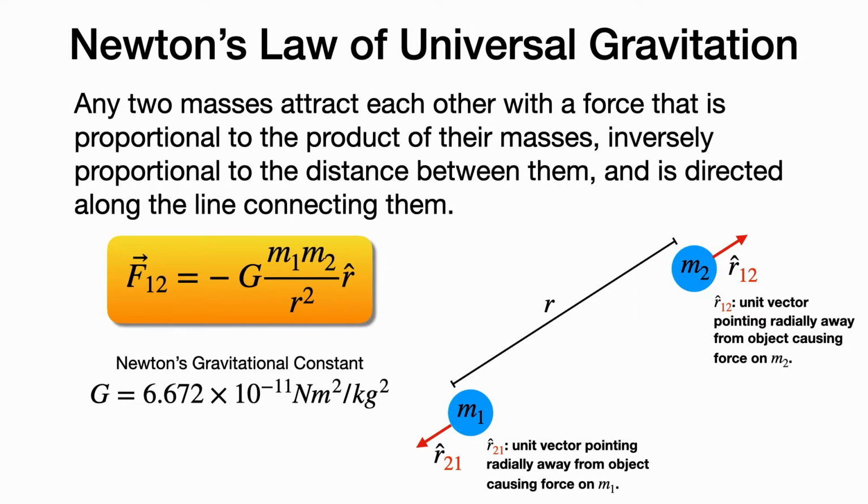But we know that Newton's law of gravity says that masses attract each other, and this is the reason there's the minus sign in the equation. And what is really important is to consider minus r hat. This is the vector pointing in the direction in which the force acts. That is, the force of mass 1 on mass 2 points in the direction of minus r hat 12, and the force of mass 2 acting on mass 1 points in the direction of minus r hat 21.